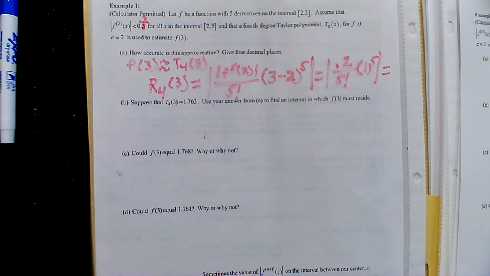And again, what this part A is finding, it's asking how accurate this approximation is that we are trying to find. So this value that we're finding is the maximum error of our approximation. We know it's no greater than this value. What is that value that you found?